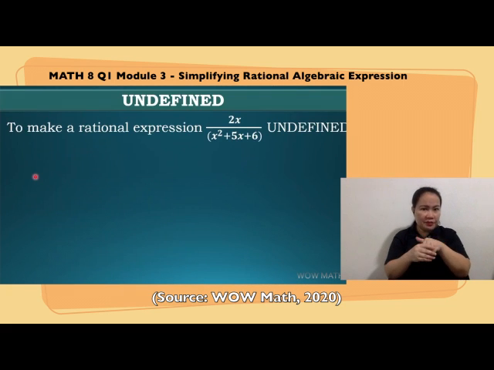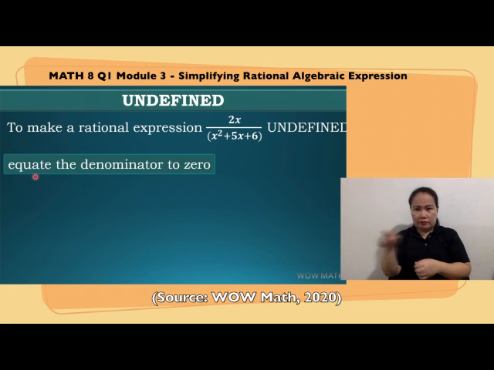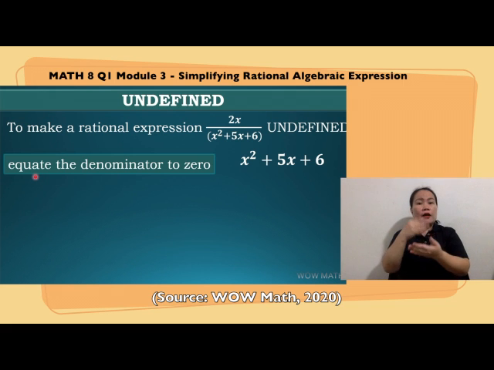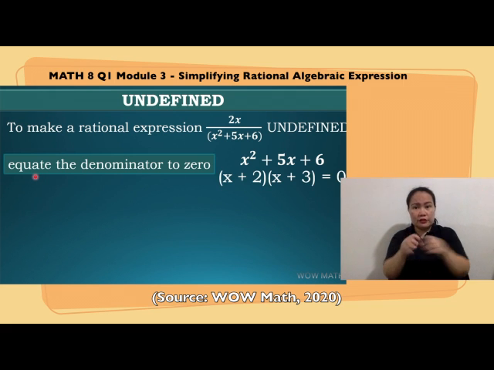Next. So, how to make 2x over x squared plus 5x plus 6 undefined? So, again, first equate the denominator by 0. So, we will have x squared plus 5x plus 6. Now, we all know that x squared plus 5x plus 6 can be factorable. Tama? So, we will have x plus 2 times x plus 3 is equal to 0. So, itong x squared plus 5x plus 6 is a general trinomial na pwede nating i-factor.